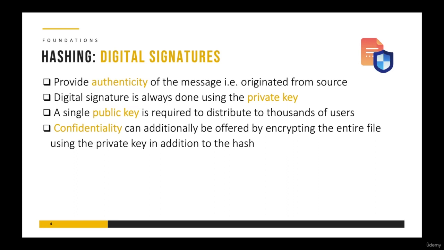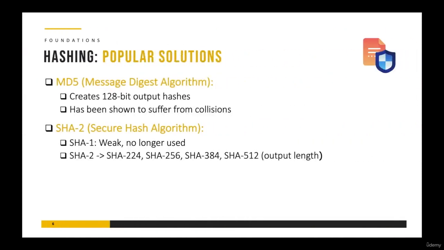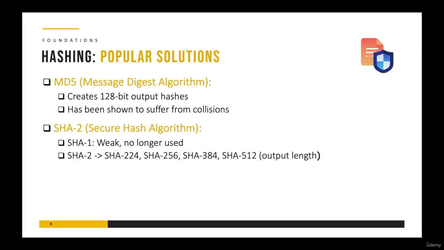Confidentiality can additionally be added by encrypting the entire file using the private key in addition to the hash. Some popular hashing solutions include MD5, the message digest algorithm, which always creates 128-bit fixed-sized output hashes regardless of the input. However, in some instances, MD5 has been shown to suffer from collisions. What this means is that for two different inputs, it generates the same message digest or hash.